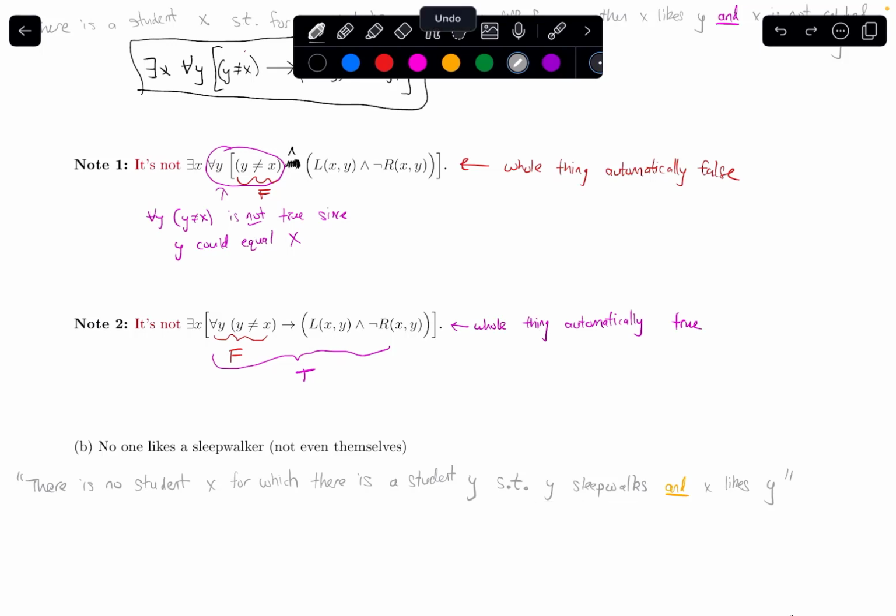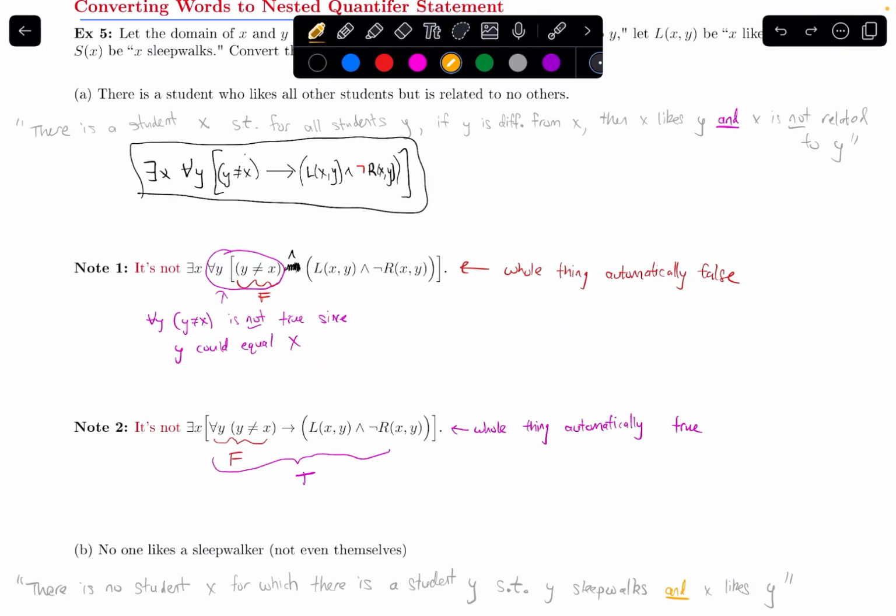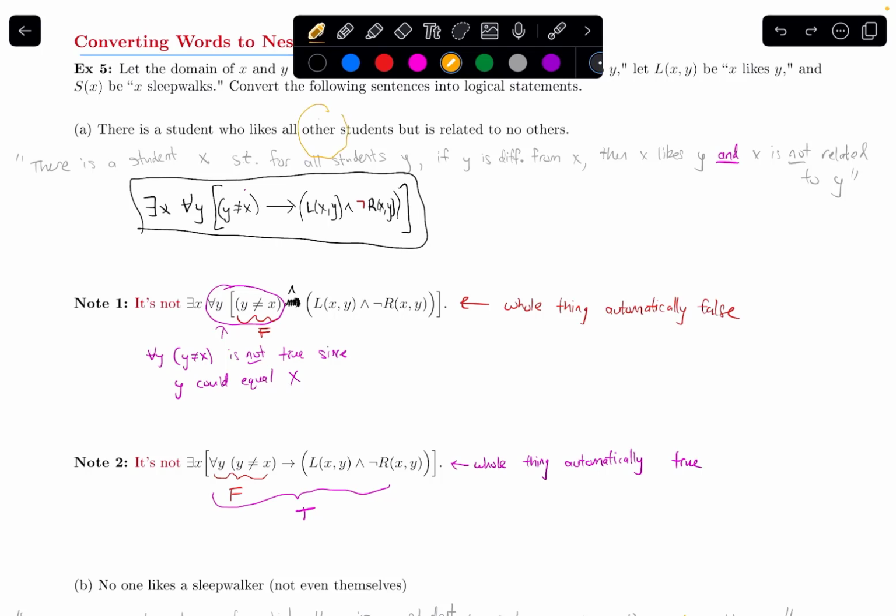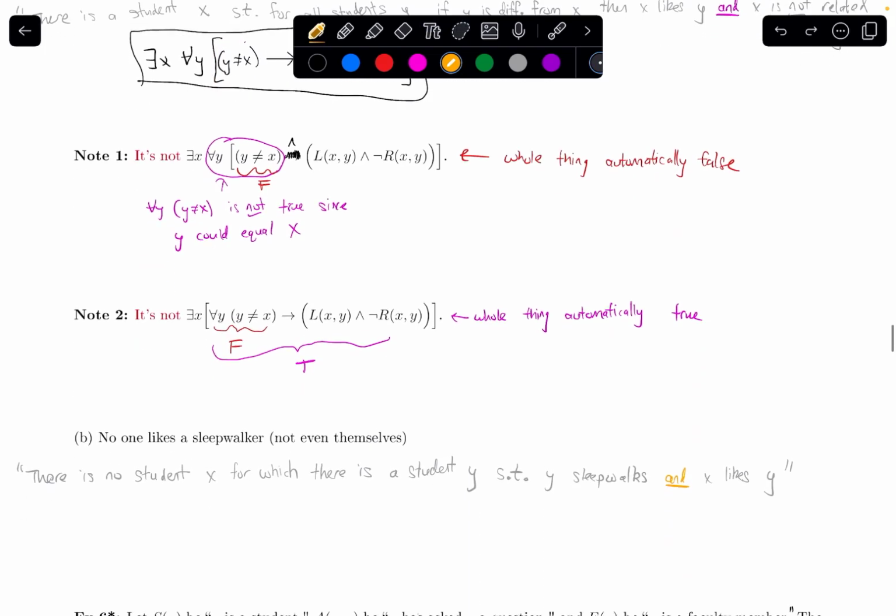I want to notice that I haven't really used this phrase yet, the not even themselves. But all that really means in this context is it's okay for the x and the y to be the same. Because even if they were the same, we'd just be saying then in that case, the sleepwalking student doesn't like themselves. Okay, and what that does for us is it allows us to avoid the situation, like in the previous problem, where we had this word other. The second student was different from the first student, and I needed to use a phrase like y is not equal to x. Essentially, I don't need to worry about that in this problem, which makes it easier.